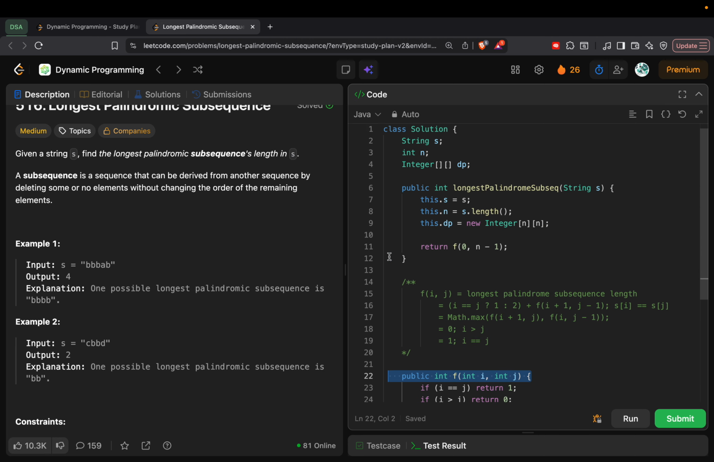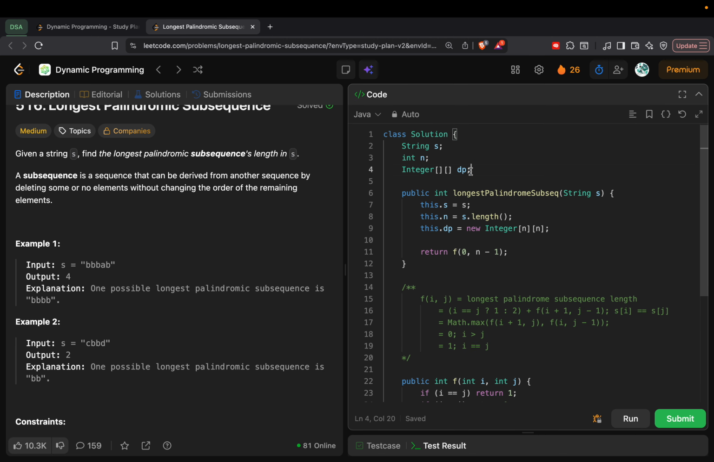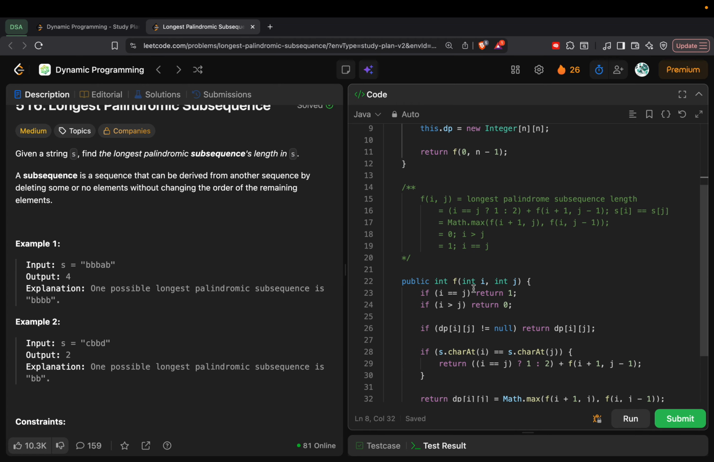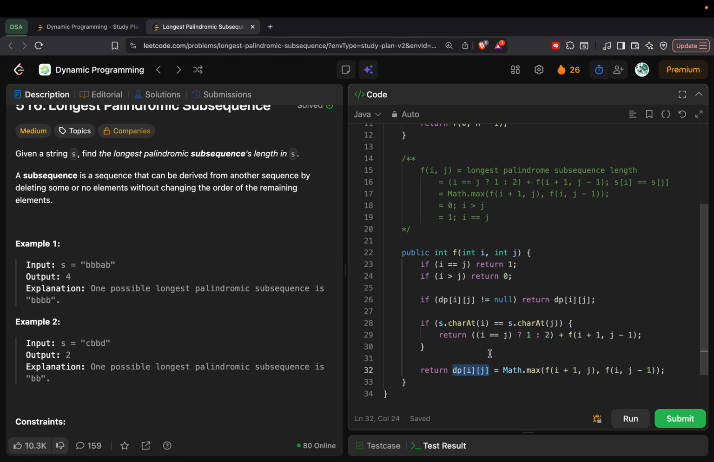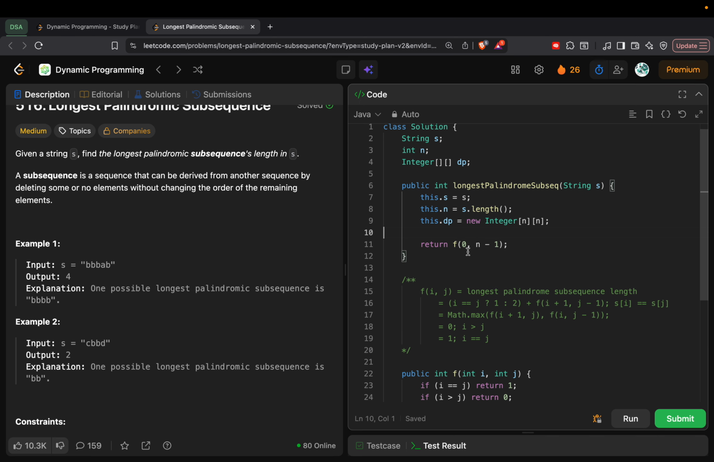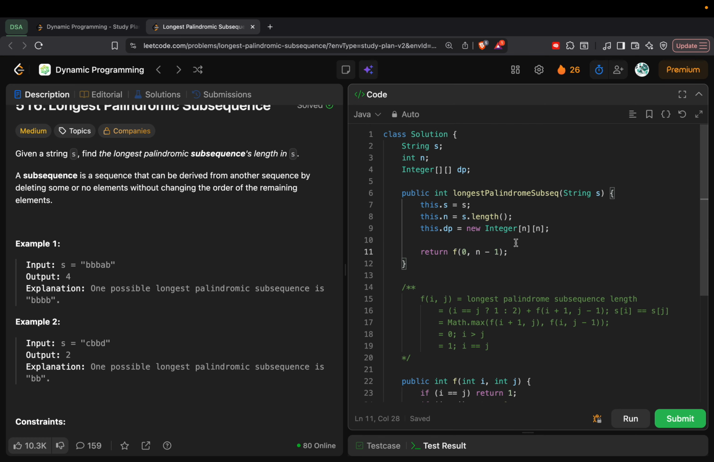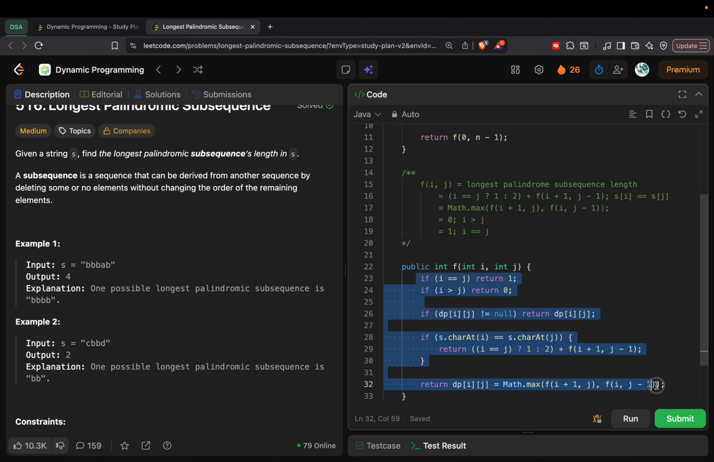So I just define a dp array of size n by n of type integer, and then if the answer to a particular state is already calculated, then I will be returning it, or else I will be computing the answer and then storing it in my cache, or the dp array. In the end, my answer will be coming from f of 0 to n minus 1, and I have defined a few variables at the class level so that I can access them in my function.